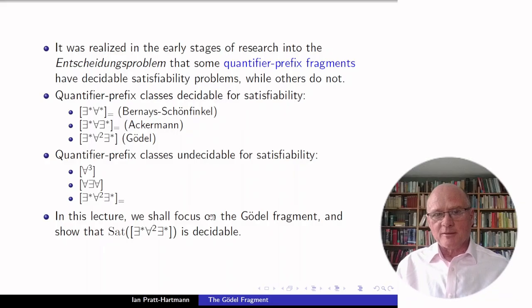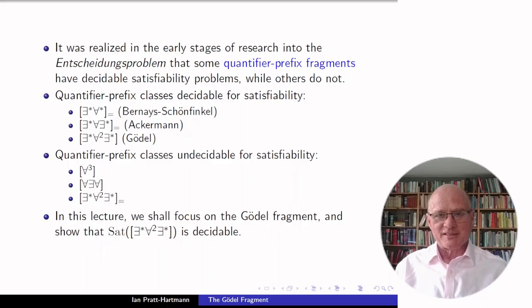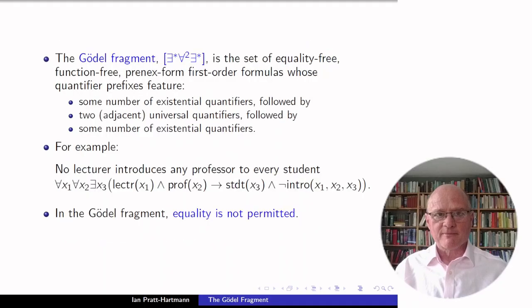So in this lecture, I'll simply be talking about the Gödel fragment, and I'll show that the satisfiability problem for this fragment is decidable. Remember that's the fragment of formulas in prenex form where the quantifier prefix has any number of existential quantifiers, 2 universal quantifiers, and any number of existential quantifiers. Okay, so now we know what the Gödel fragment is. Remember, these formulas are function-free and there is no equality.